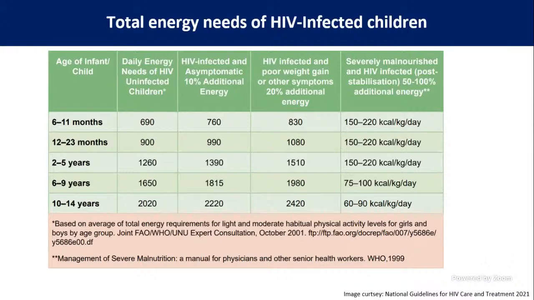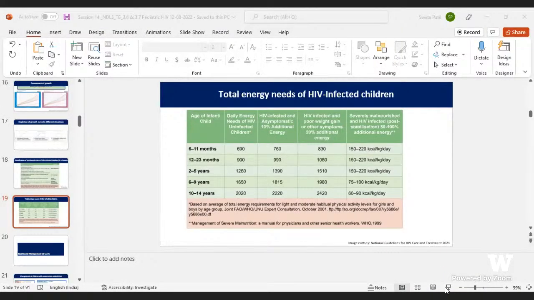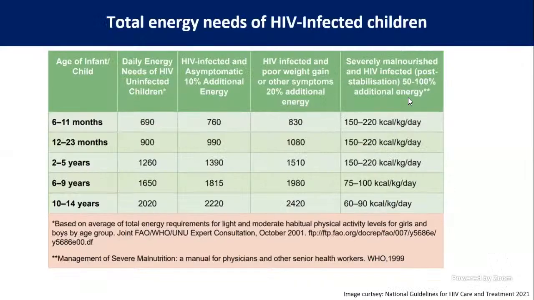Now, because HIV infection is there in these children, even if the child is otherwise well, growing well, and is asymptomatic, just because he is HIV infected, ideally he needs 10% additional energy, because there is an ongoing infection in the child and there is an associated catabolism.